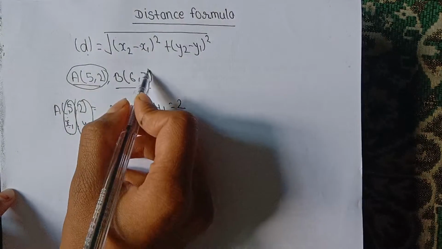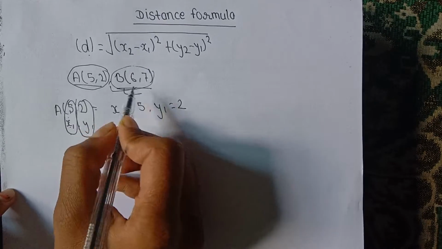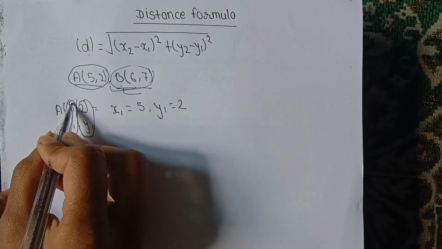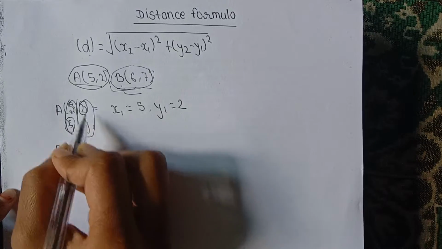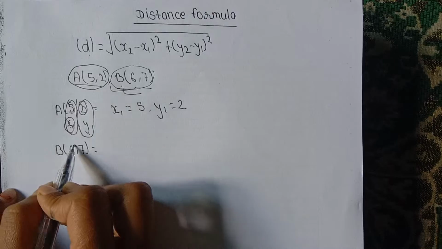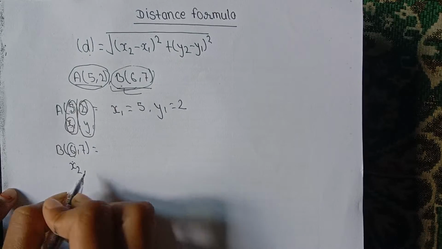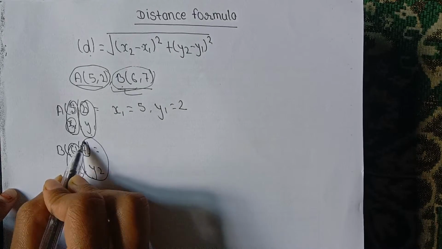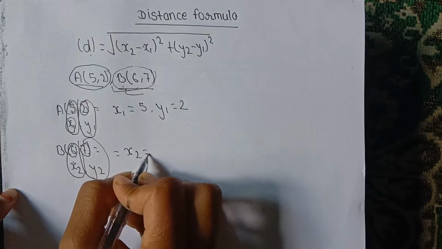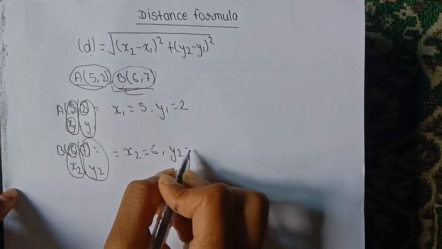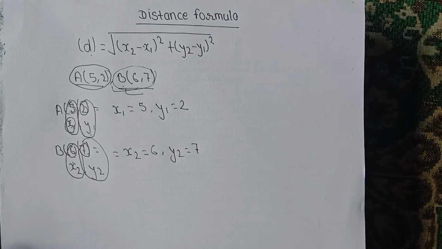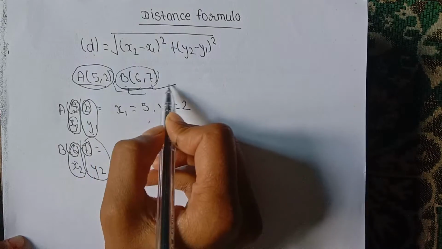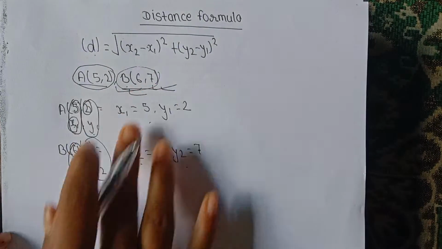After that we also have to find x2 and y2 from this example. Look at here, B is 6 comma 7. Similarly, we write this 6, the first one, as x2 and this 7 as y2. So x2 is 6 and y2 is 7. So for example, this is x1, y1 and x2, y2. We will learn how to find the distance through this example today.